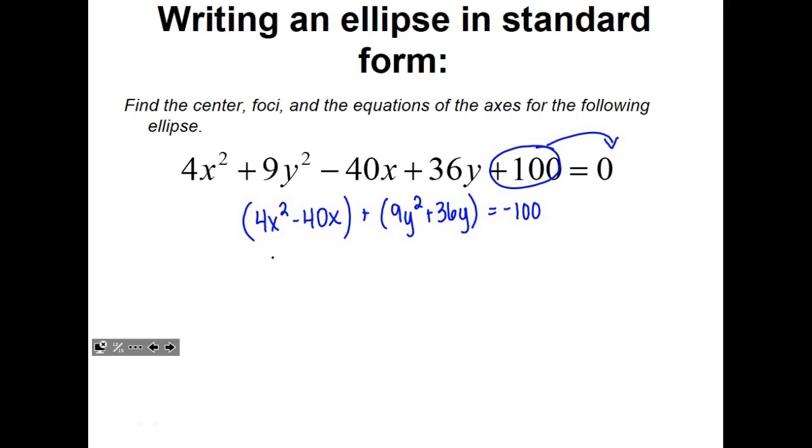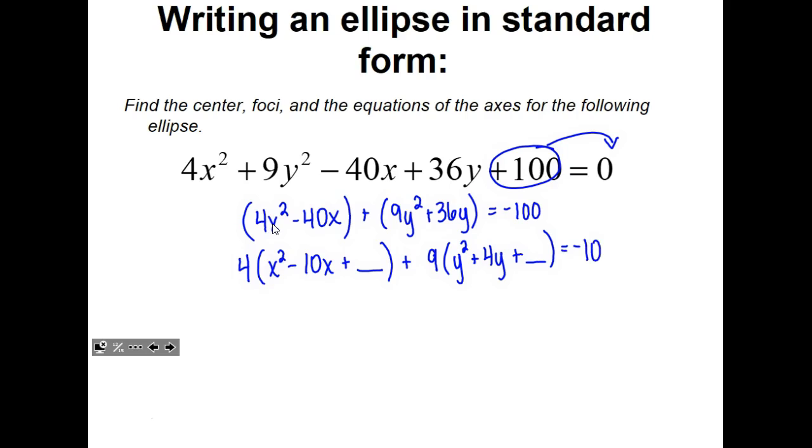And so we can't complete the square when we have this number in front of our x squared. So what we're going to have to do is factor that number out. We're going to factor out a 4 out of that first set of parentheses. So I'll have x squared minus 10x. And I'm going to go ahead and put a plus blank here because now I'm going to be able to complete the square. And then for the second set of parentheses, I'm going to have to factor out a 9. So I'll have y squared plus 4y. And I'm going to put a plus blank here so that I can complete the square. And so that's going to equal -100 plus blank plus blank.